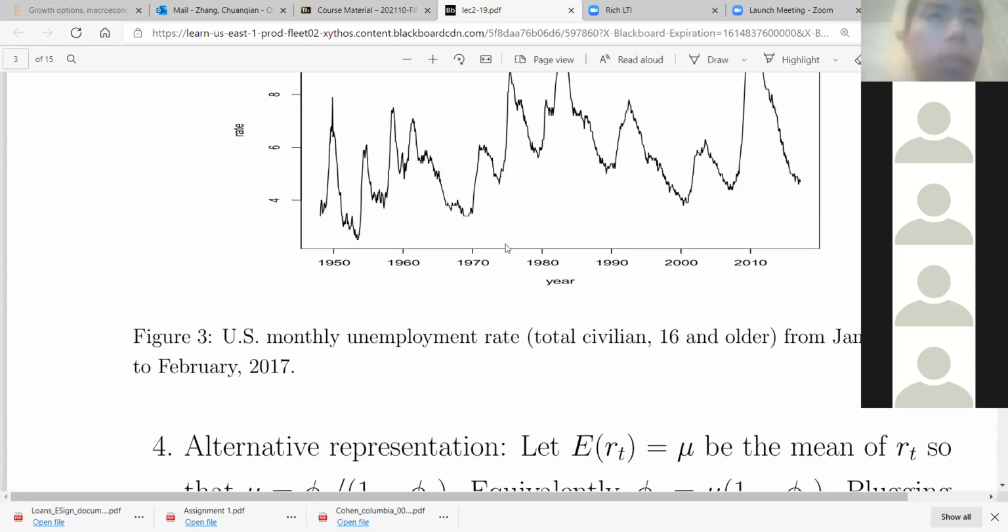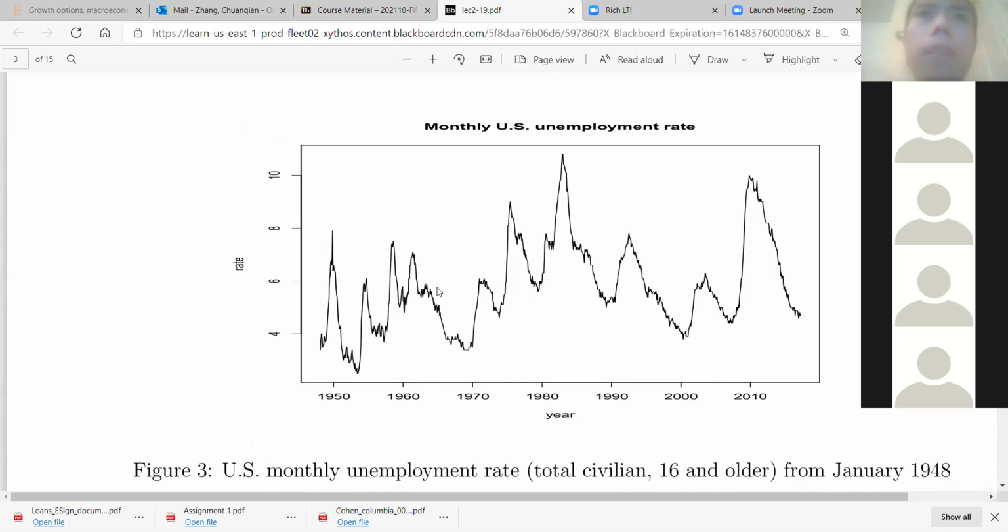Okay, so this is the unemployment rate, right? And obviously you can see there's some seasonality. It's always a spike, falling down, a spike, falling down, a spike, falling down. So there's some seasonality we can expect.